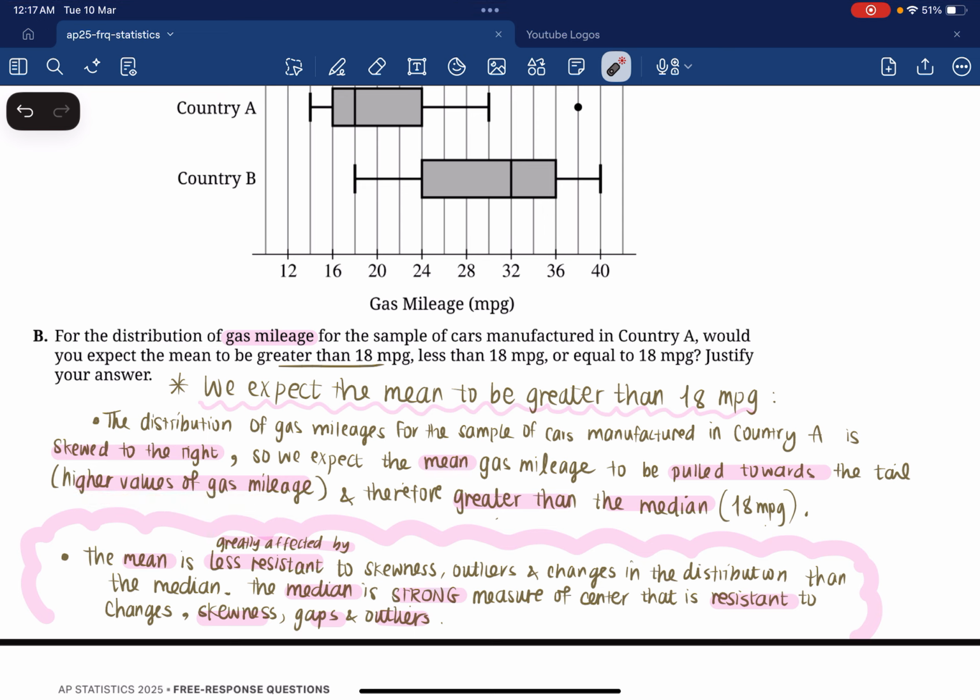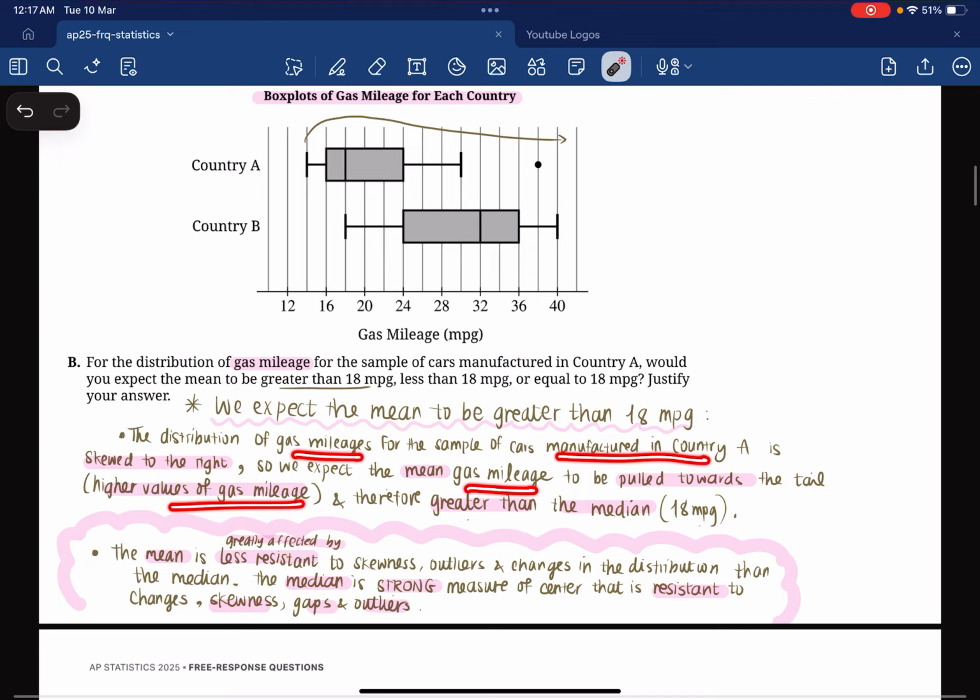So you must answer the question, greater than 18 miles per gallon, and you must answer in context and say that the distribution is skewed to the right, so I expect the mean to be pulled towards the tail. And I also expect it to be greater than the median. And to get the full mark, please, you must answer in context of the question. So that's part B.